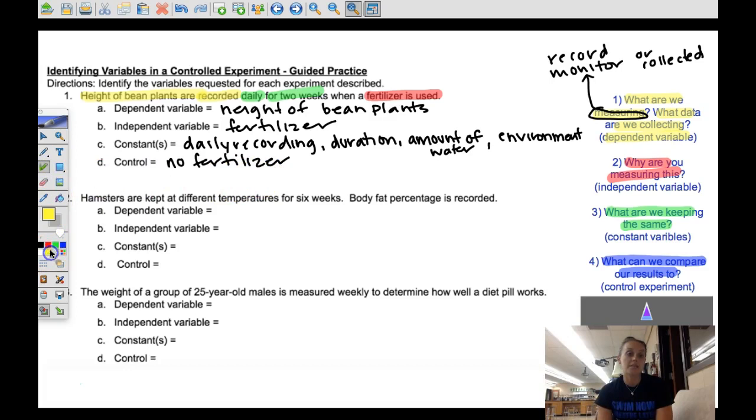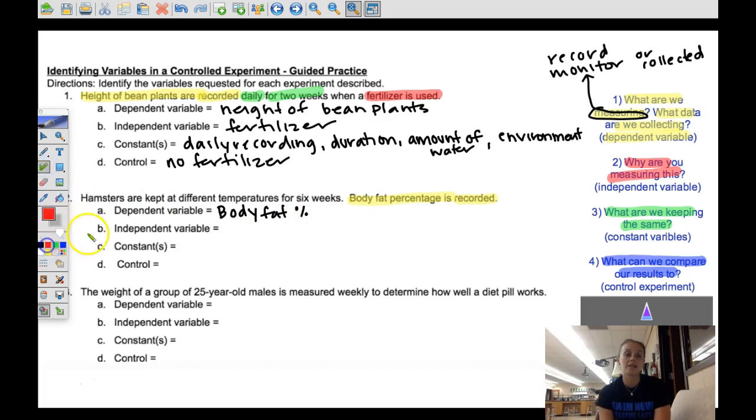Let's do another example together. Remember, my first question is, what are we measuring? What data are we collecting? And my pretend experiment is hamsters are kept at different temperatures for 6 weeks and body fat percentage is recorded. Well, remembering our key words, record, monitor, and collected are all terms for measuring. And I see the word recorded, and I see that there's body fat percentage. So if body fat percentage is recorded, that means that's my dependent variable because that is the data I'm collecting.